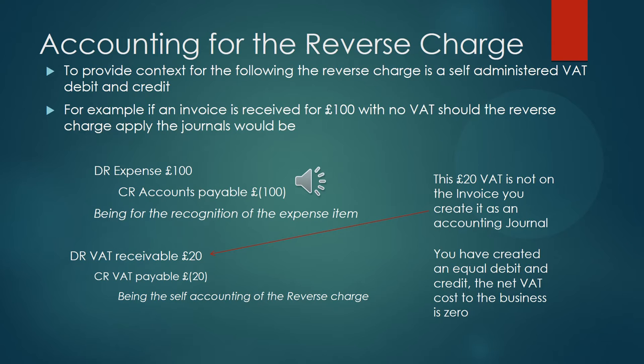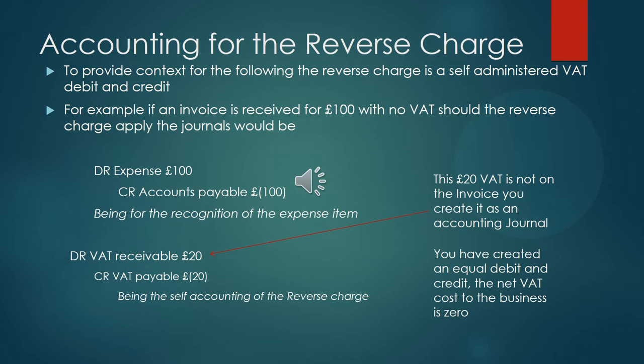If you can see, top double entry: debit expense £100, credit accounts payable £100, being for the recognition of the expense item. That's like any other invoice; it would be posted directly off AP, maybe to a prepayment, but in this case it goes straight to the P&L. That's a really straightforward journal; everybody understands it. Now, the one beneath it is the actual VAT reverse charge. As you can see, it's £20. Why is it £20? That's because it's 20% of £100. So you know you got that right, that's a good start.